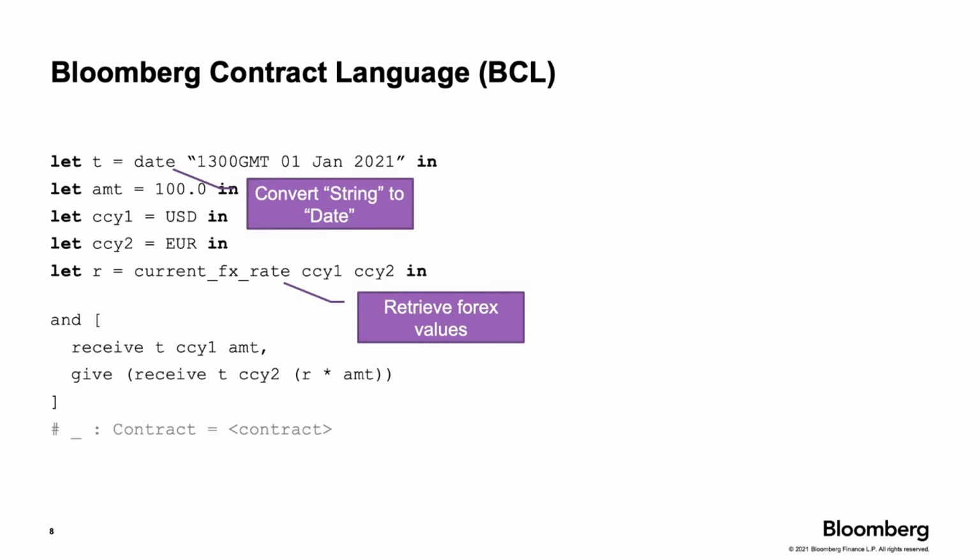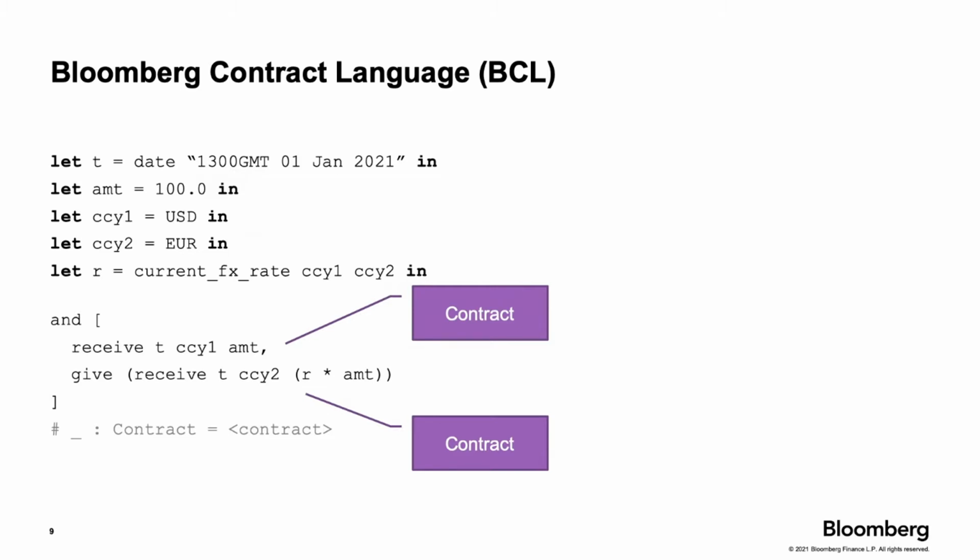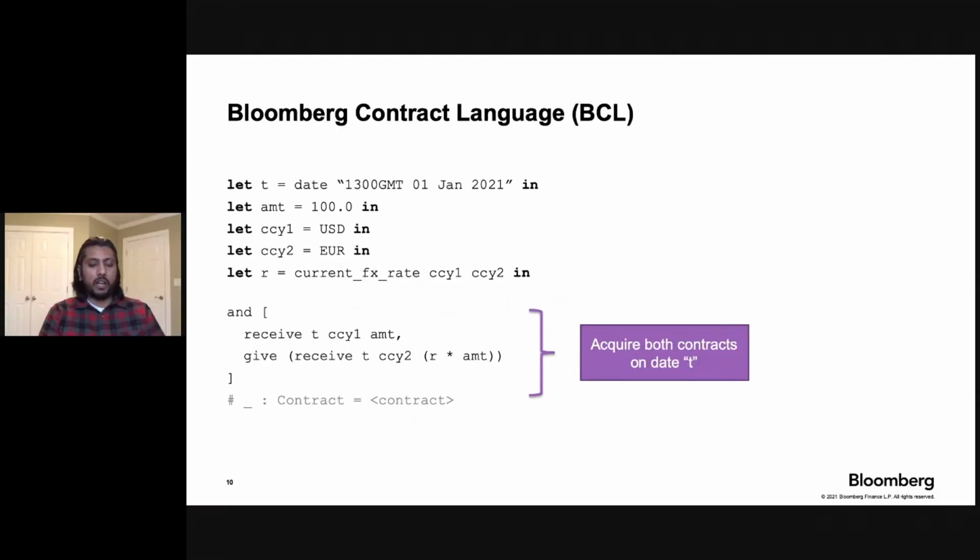The whole point of this piece of code is to define a contract, and it's these two lines here which do exactly that. You have the receive and give primitives, which are used to create contracts which perform the whole operation of exchanging your forexes. Both these contracts need to be acquired on the date specified by the variable t, and your AND combinator ensures that both these contracts are acquired. So this is typically how users of BCL would write contracts and specify them programmatically.